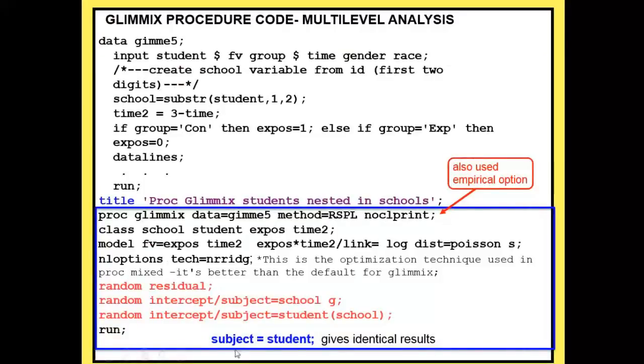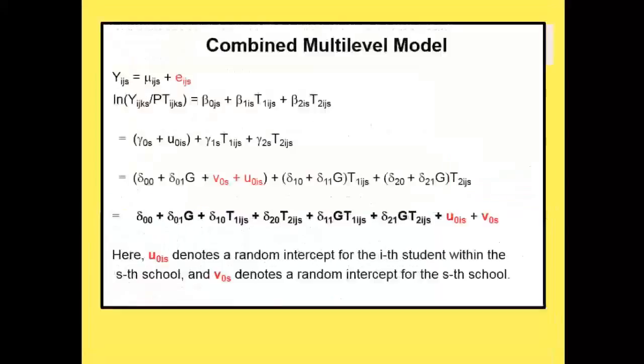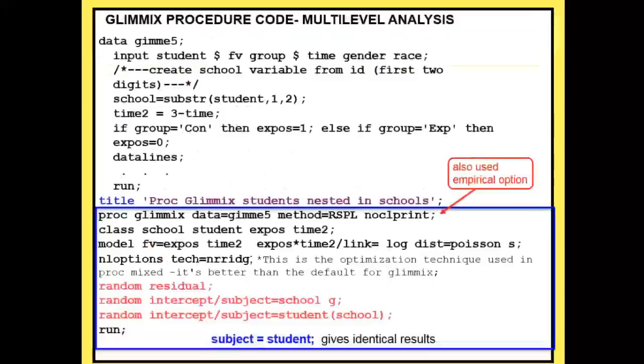But if I wrote subject equals student within school, if I just wrote out subject equals student, I'd still get identical results. But it does make sense to say student within school, because if I wrote the model this way, you can see U0IS is subject within school. So it does make sense to write it that way, even though writing subject equals student turns out it works, okay? And again, I also use an empirical option, which I didn't put in here.